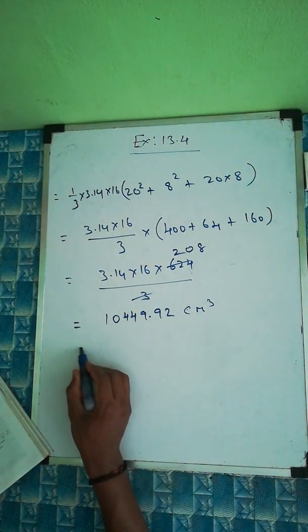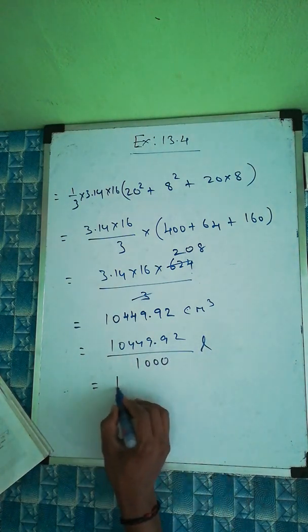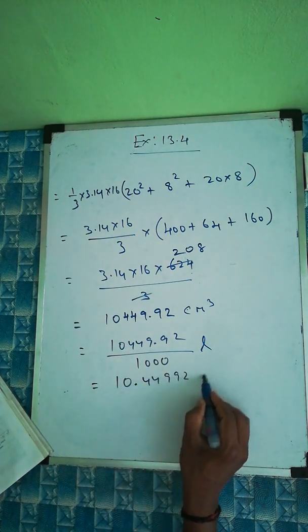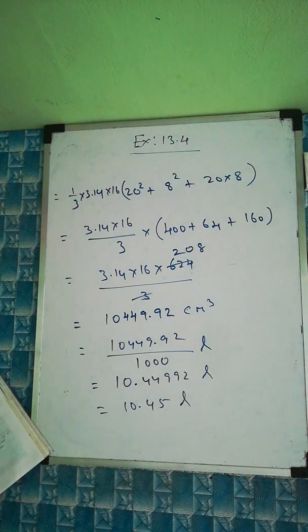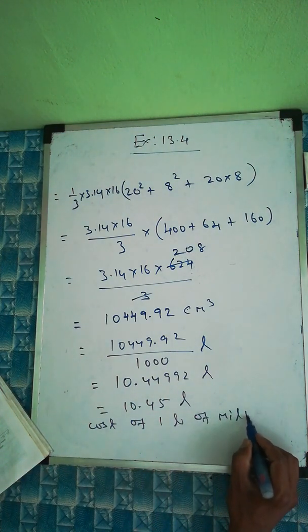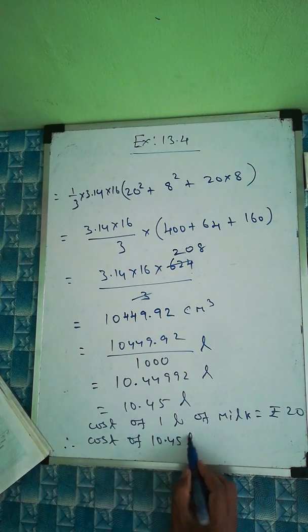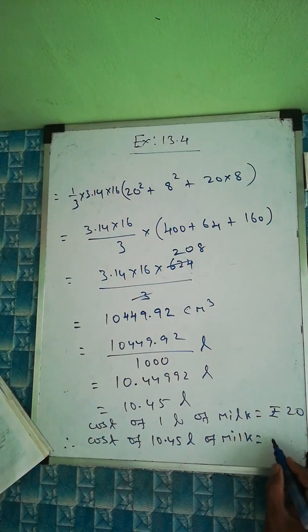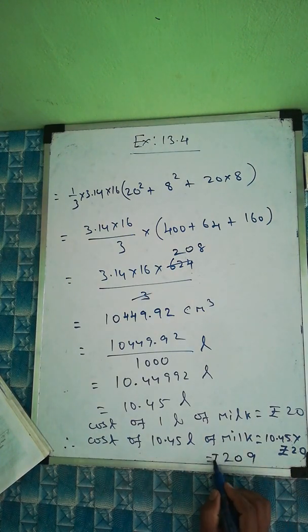Okay, and if we change this to liter, we divide by 1000. So we get 10.44992 liter, which we can make approximately 10.45 liter. The question gives the cost of 1 liter of milk as rupees 20. Therefore the cost of 10.45 liter of milk equals 10.45 into rupees 20. Multiplying by 20, the amount is rupees 209.